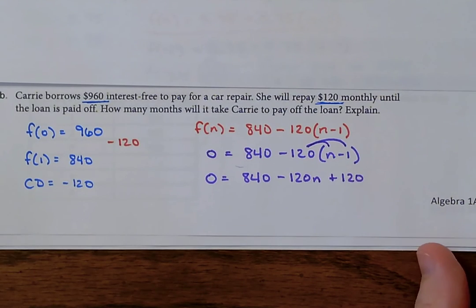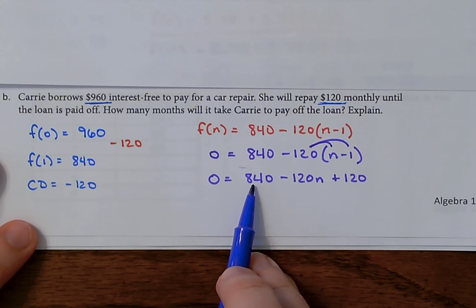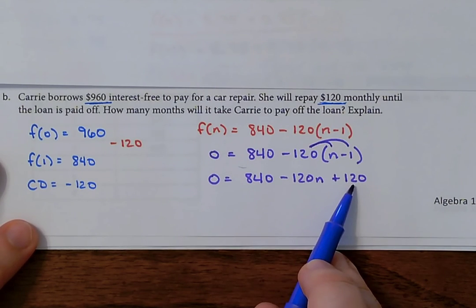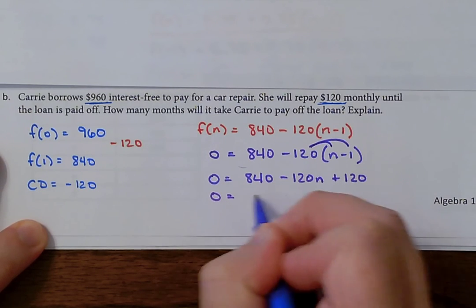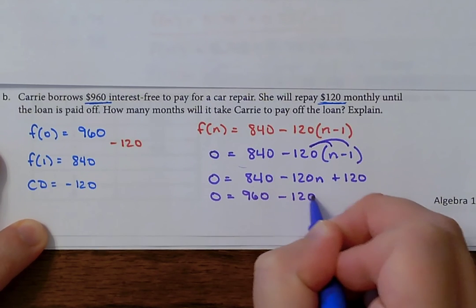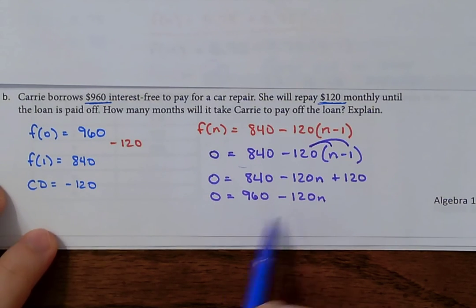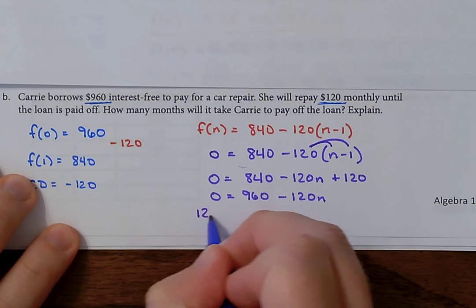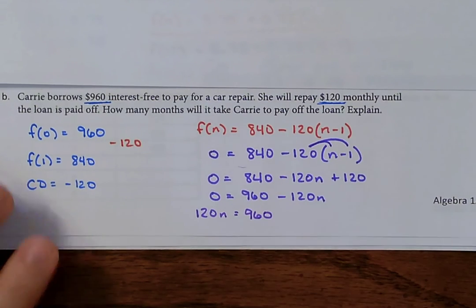Now, before I finish solving this problem, we need to combine our like terms, which is 840 and 120. 840 plus 120 is going to be 960 minus 120n. If I were to move this 120n over because it's negative, I'm going to add 120n over, so I get 120n equals 960.